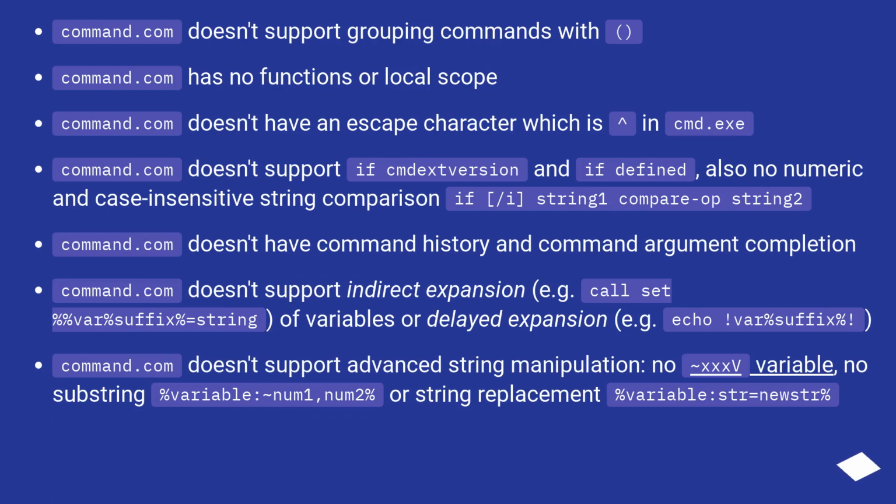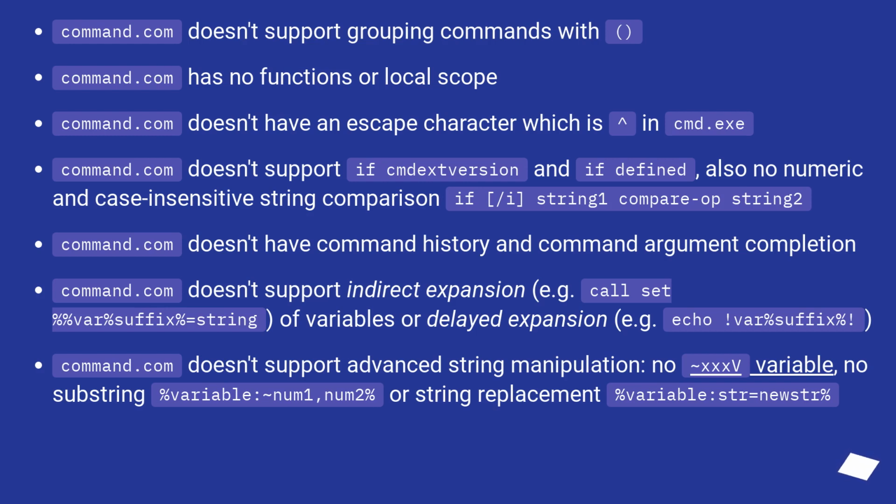Command.com doesn't support grouping commands with parentheses. Command.com has no functions or local scope. Command.com doesn't have an escape character, which is in cmd.exe. Command.com doesn't support if /? and if defined, also no numeric and case-insensitive string comparison, if /I string1 compare-op string2. Command.com doesn't have command history and command argument completion.